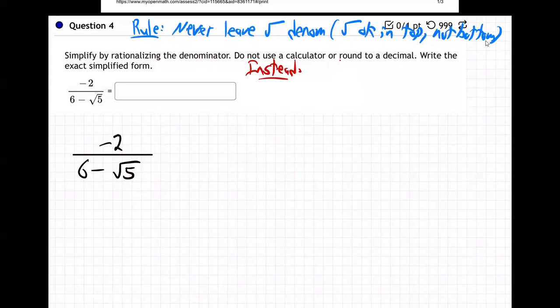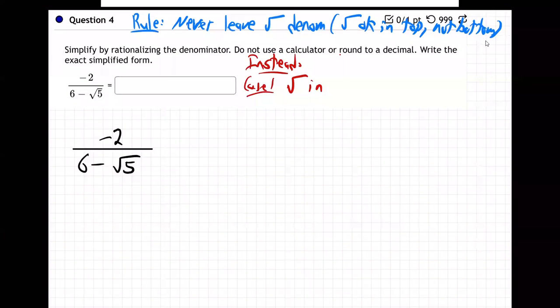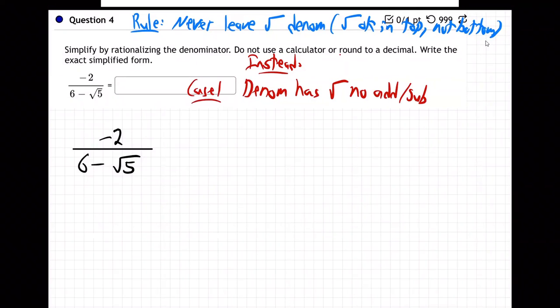Instead, there are two cases. Case one: if the denominator has a root and no adding, subtracting, multiply by root over root.